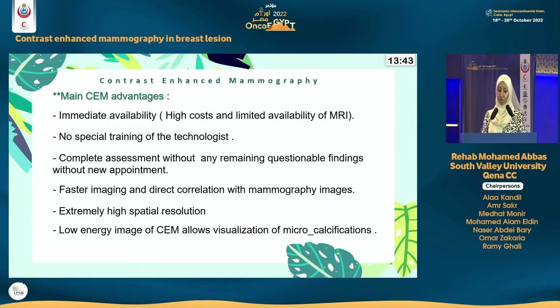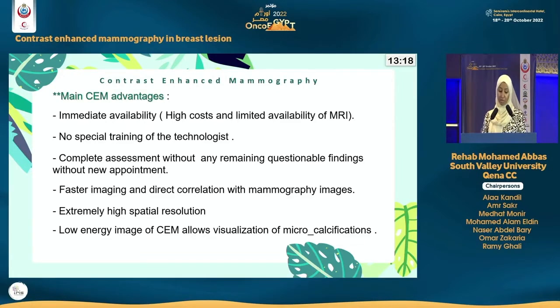The main advantages of the contrast enhanced mammography which is the immediate availability بالمقارنة بالhigh cost والlimited availability of MRI, no special training of the technologist, and is complete assessment without any remaining questionable finding without new appointment. Faster imaging and direct correlation with the mammography studies, and it is used in extremely high spatial resolution.